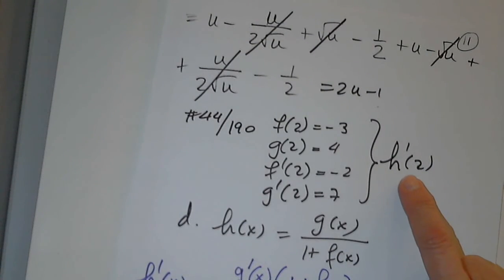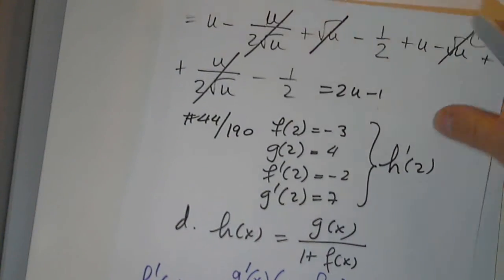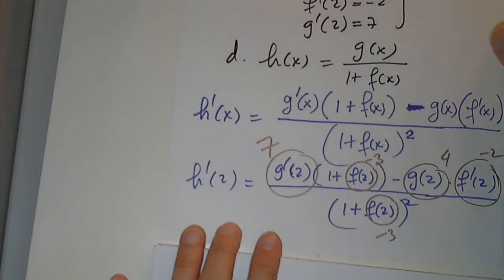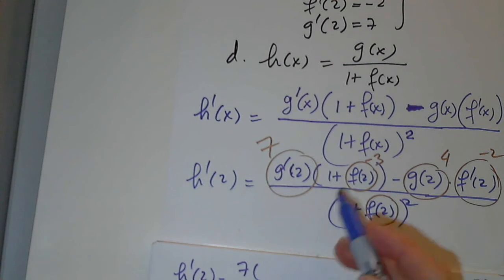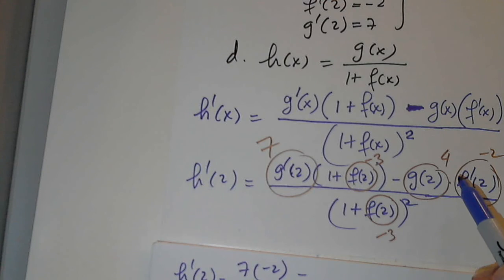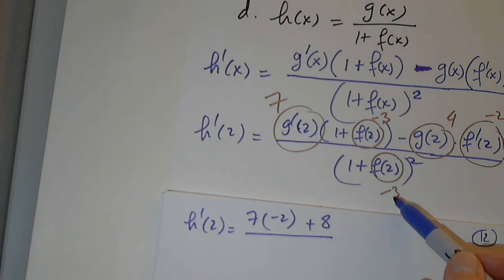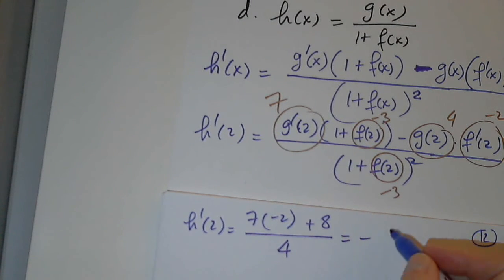Because this is a number, not a function, correct? h prime of 2 will be a number. It will give us the instantaneous rate of change of that function h at 2. So h prime of 2 will be 7 times 1 minus 3, which is negative 2, minus 4 times negative 2, which is negative 8, but with minus and with negative in front, it turns into positive. And then 1 minus 3 is negative 2, but negative 2 squared will be 4. So negative 14 plus 8 is, I think, negative 6 over 4, which is negative 3/2.